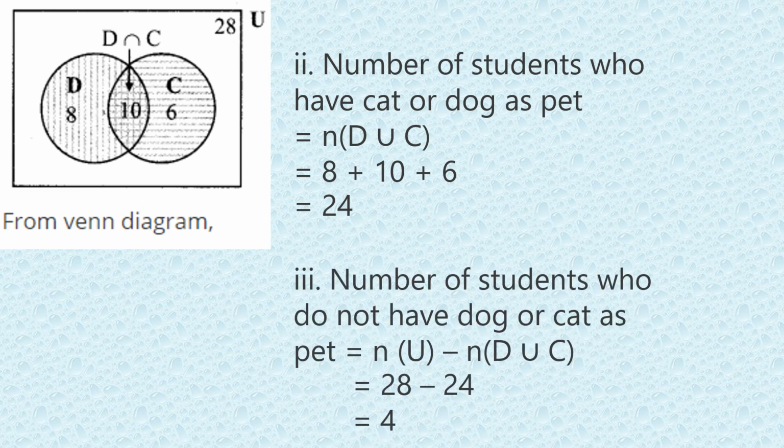Question is, number of students who do not have dog or cat as a pet. So from the universal set we have to subtract the union set, meaning n of U minus n of D union C. So 28 minus 24 equals 4.